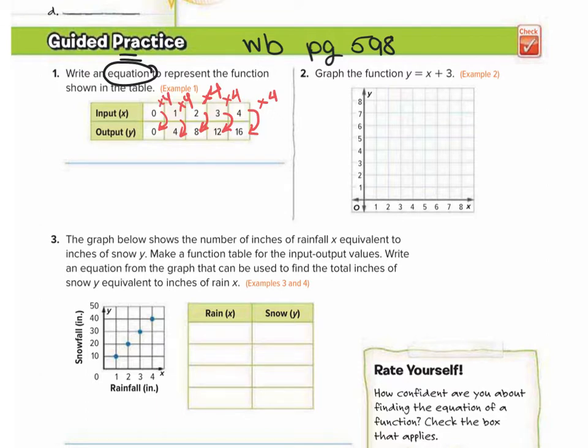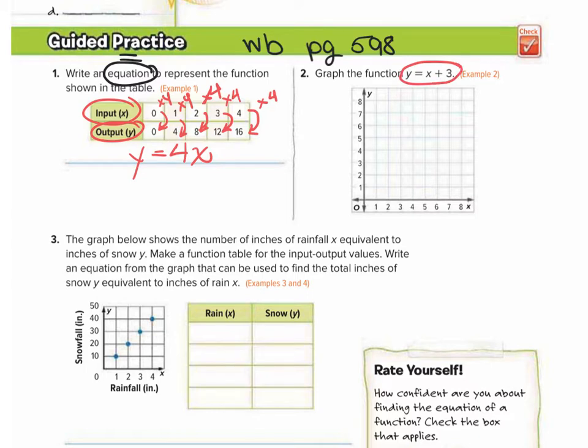So our equation is, well, our function rule is going to be 4 times every input. So every input we could represent as x. So 4x is our function rule. Now to make it an equation, we're going to write that that's always going to equal every output, which is y.